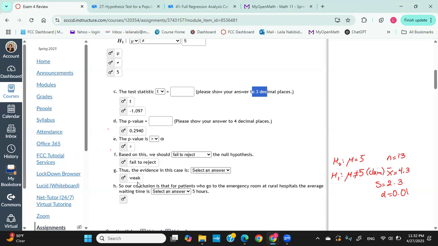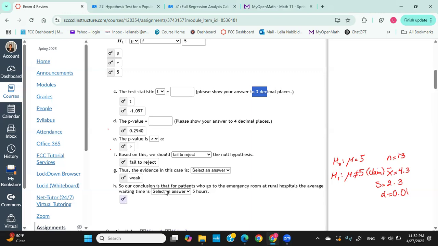But when you fail to reject a null, that means you kind of reject the alternative, or you don't have enough evidence to support the claim. That means the evidence is weak. Since the claim is on the alternative and you need to use the word support, but you don't have enough evidence to support the claim, that's right? So you support the null.